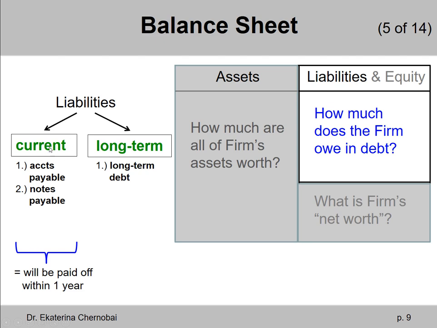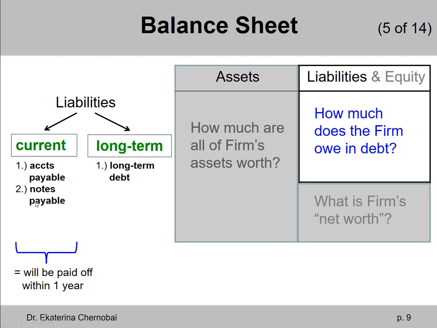And under current liabilities we have accounts payable. So that's what we owe to suppliers from whom we purchased our supplies on credit. So we already have the supplies in our hands, but we have not paid the cash yet. There is a time delay. And so for that time period, the amount that we owe will be put under accounts payable.